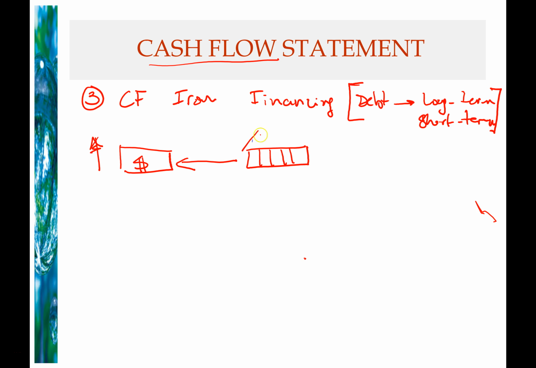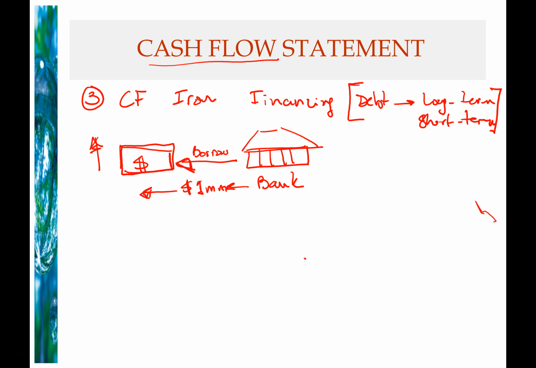If you decide to borrow money from the bank, then the amount of money that the bank lends you, your cash will increase by the same amount. Let's say you borrow $1 million to start a business or to expand your business. You get an inflow of $1 million into your cash. So your cash increases when you borrow money from the bank.